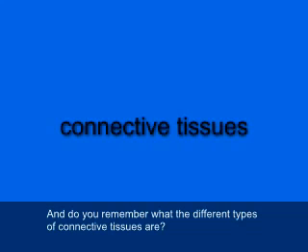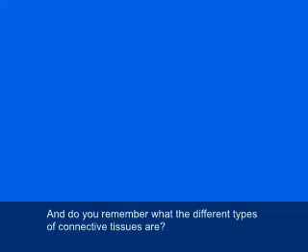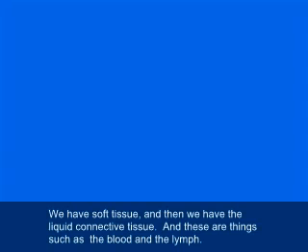And do you remember what the different types of connective tissues are? Well, we first of all have the hard or dense connective tissues. These are things such as the bone. We have soft tissue, and then we have the liquid connective tissues, and these are things such as the blood or the lymph.